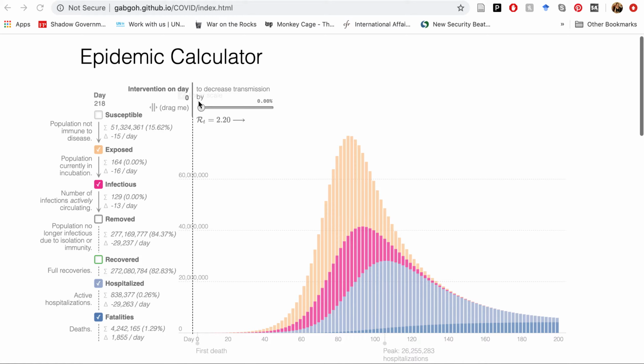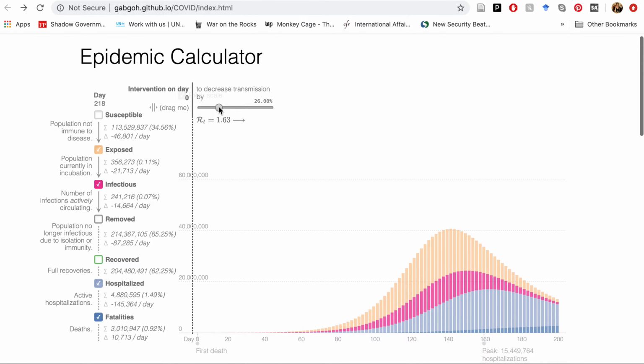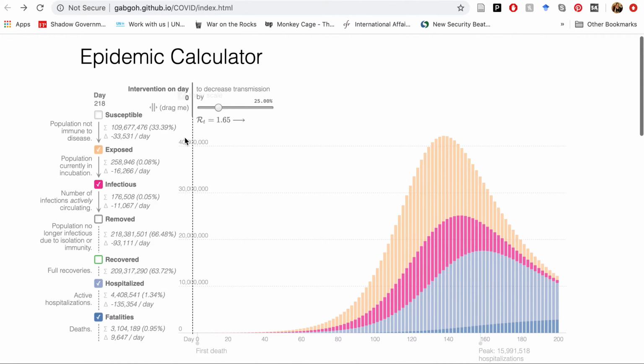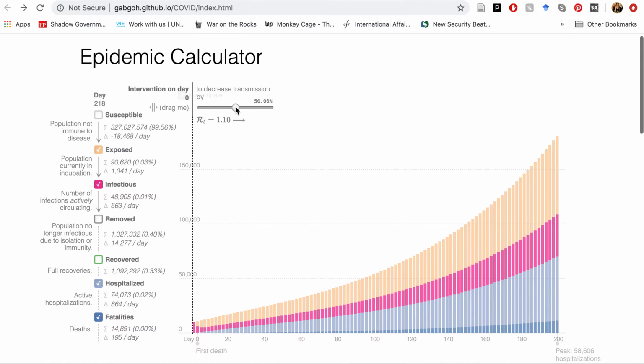Now, if you do conduct an intervention, about 4 days ago, we were doing some interventions here in the United States. Let's say those interventions are about 25% effective, reducing the transmission rate by about a quarter. We still end up with 3 million fatalities. Now, let's say those interventions are actually much more effective. Maybe they're decreasing transmission by 50%. So let's see what that looks like. Only 14,000 fatalities.